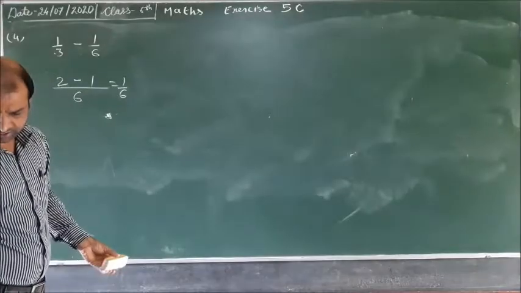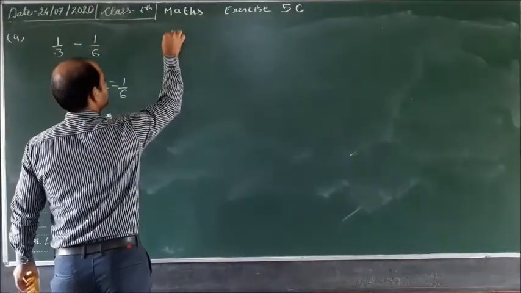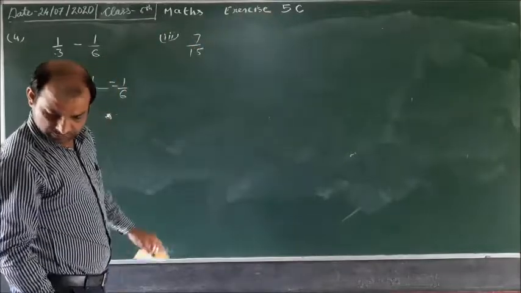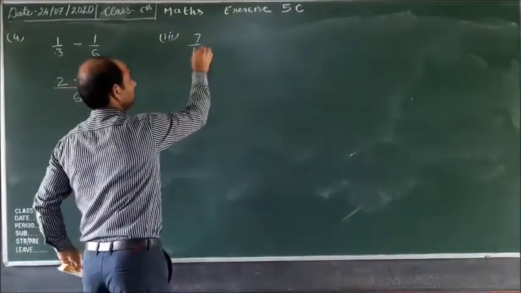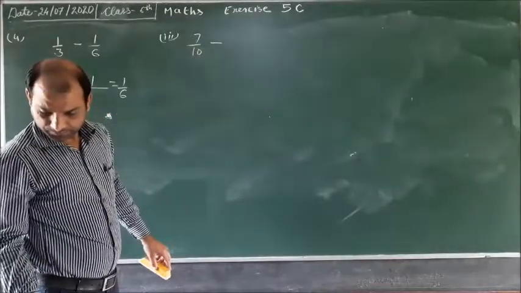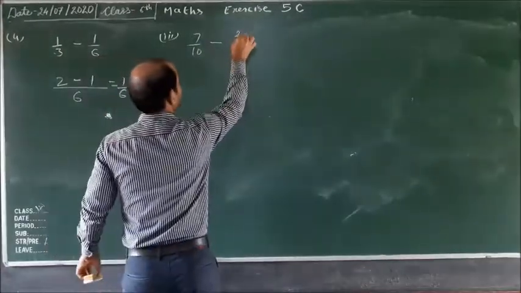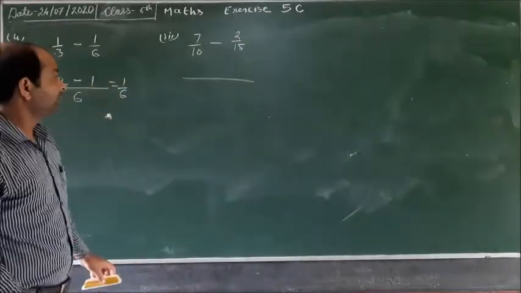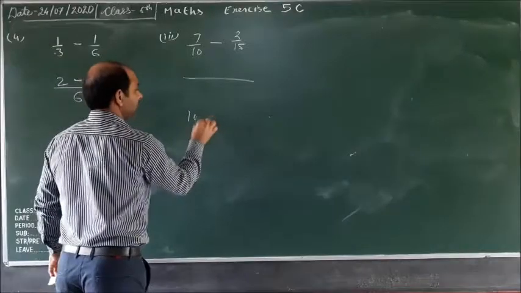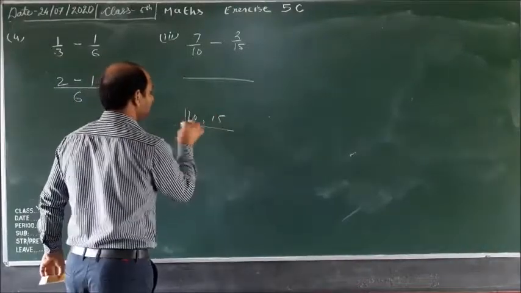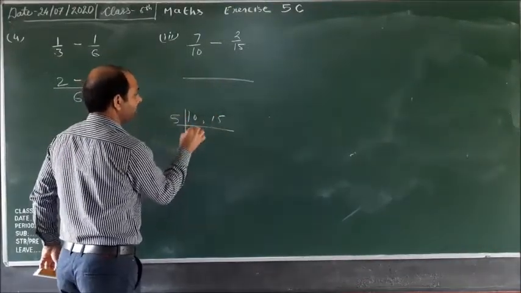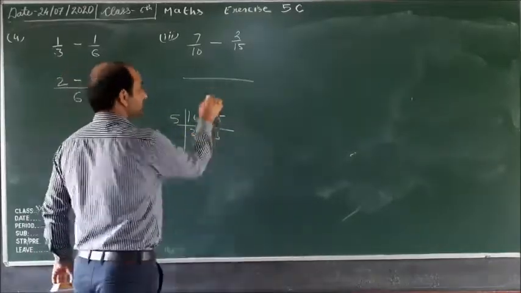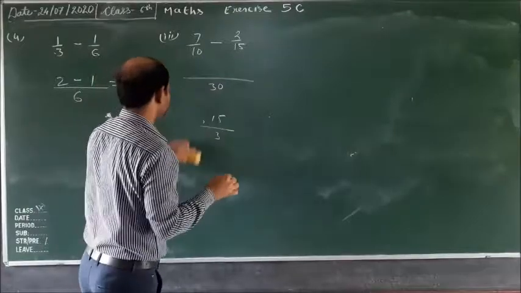Now the next question number 3 is 7 upon 10 minus 2 upon 15. Now dear children, first we take the LCM of 10 and 15. Now the LCM of 10 and 15: 5 times 2 is 10, 5 times 3 is 15. Now 5 times 2 is 10, 10 times 3 is 30. This is your LCM.